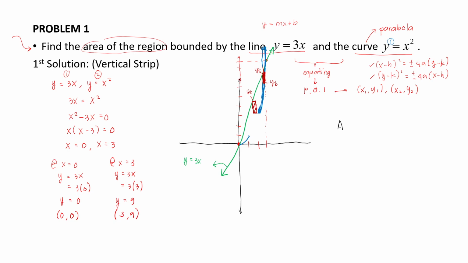Okay, so for the formula, since we're going to use the vertical strip, y top minus y bottom from x1 to x2. So by formula, that would be from 0 to 3. And then y top is the green graph, that would be 3x, minus the blue graph, that would be x squared. Y bottom is equal to x squared.